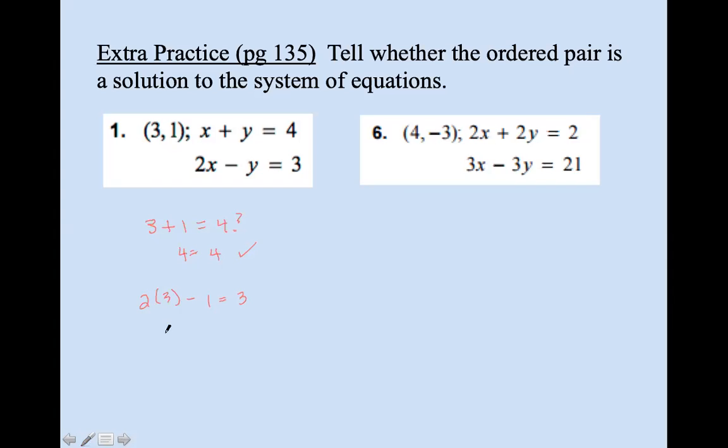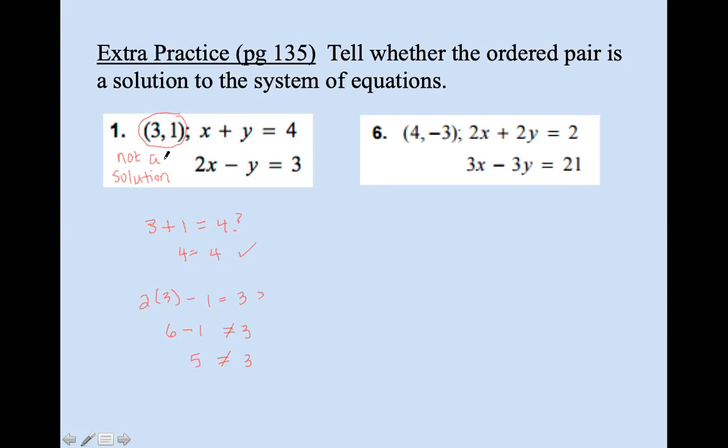2 times 3 is 6. 6 minus 1 is not equal to 3. This was my question here. 6 minus 1 is 5. 5 is not equal to 3. And so tell whether or not this is a solution. The point (3, 1) is not a solution. It worked in the first equation, but it did not work in the second. And in order to be a solution, it has to work in every equation in the system.